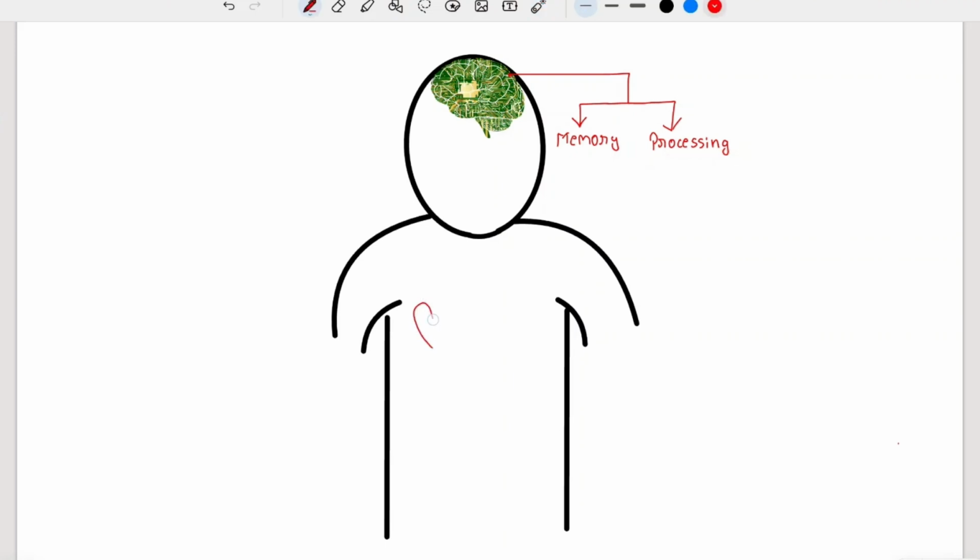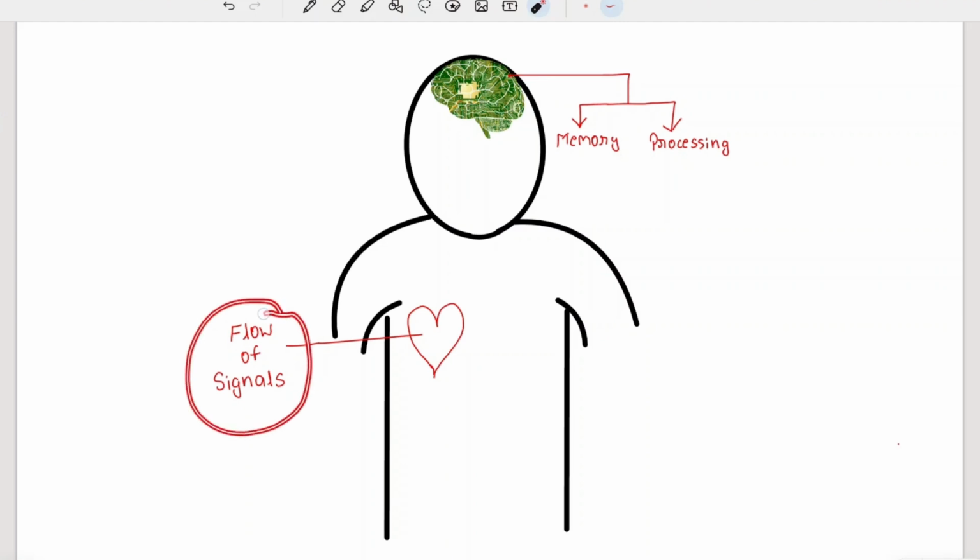Now the second most important organ is heart. The most important function of the heart is flowing of blood throughout the body. Because of this blood flow, the signals flow through our entire body. And because of this flow of signals, our brain is able to work, and other organs are able to communicate with each other. It is a simple thing that, to make the signals flow, our brain, heart and other organs should get connected to each other.